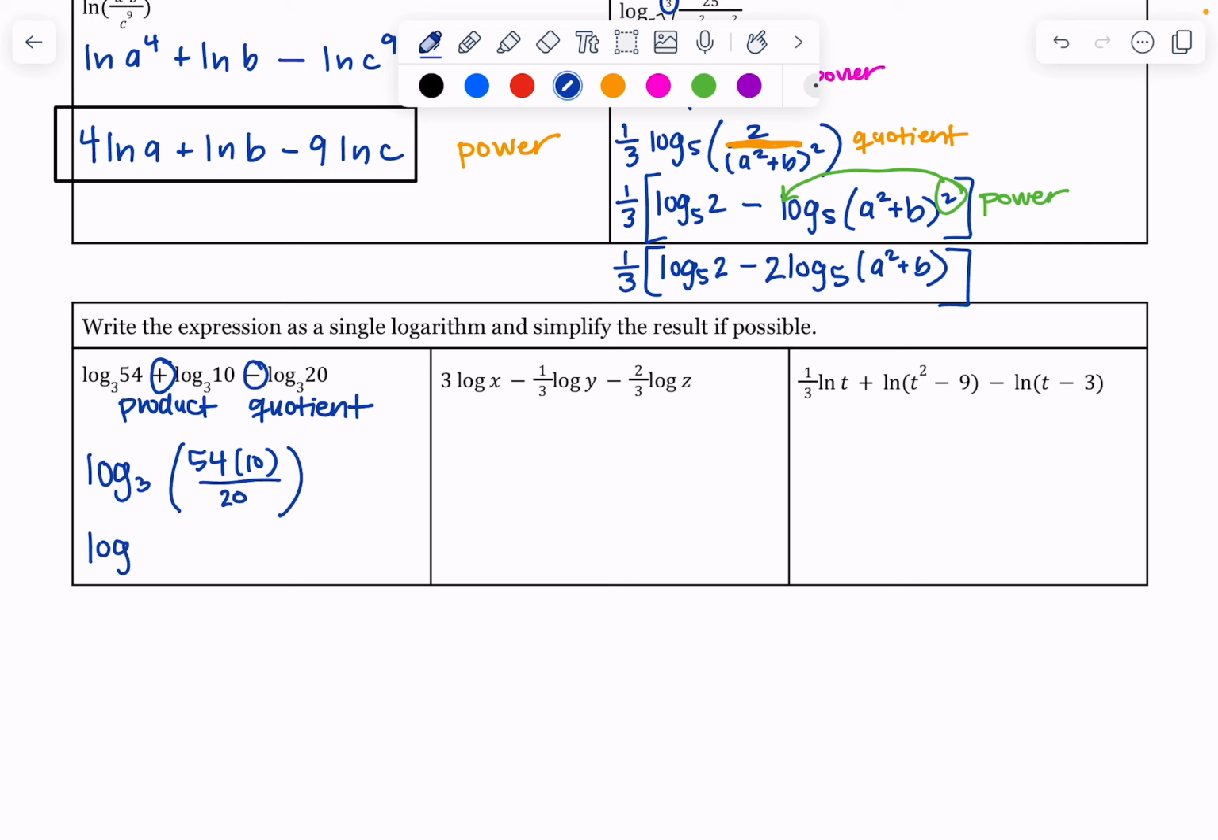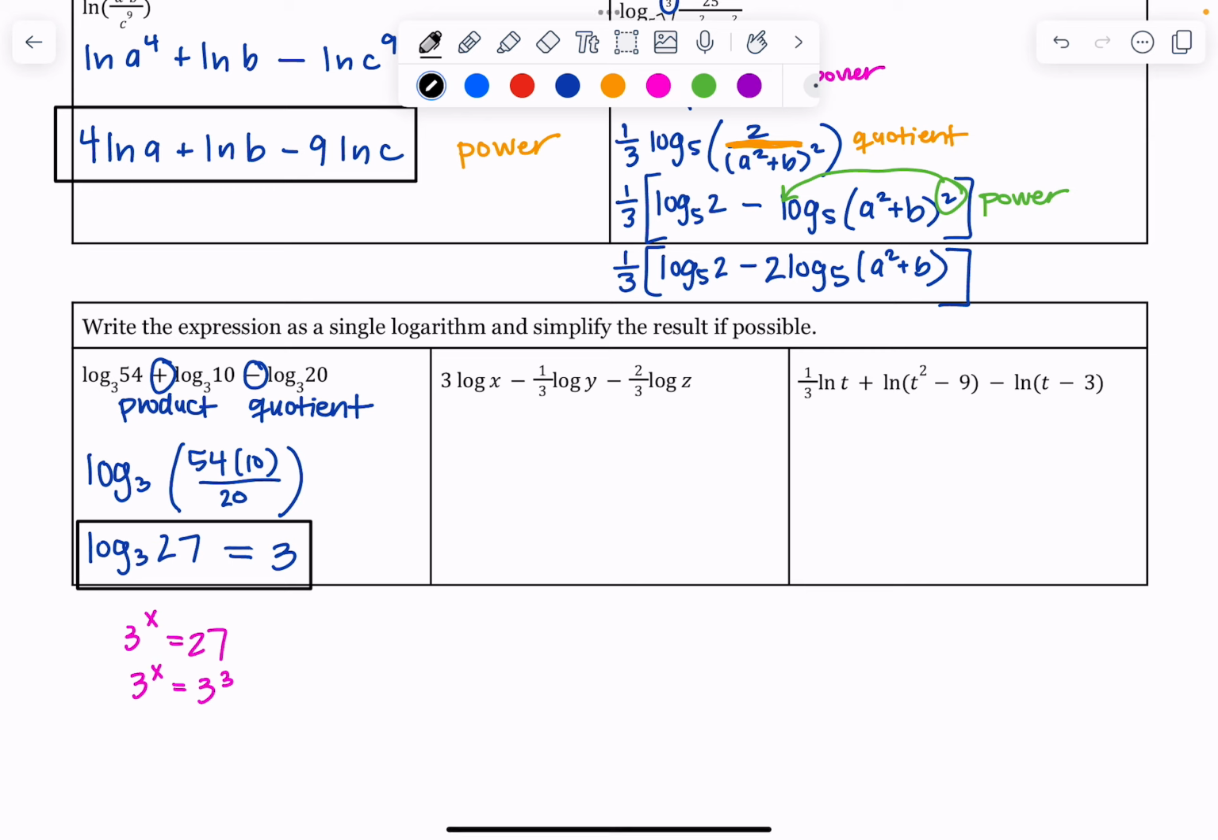So that's going to be log base 3. I'm going to use my calculator to be safe on the math there. Log base 3 of 27. And what this is asking us is, I'm going to put equal sign here, I'm going to use pink, but what this is asking us is 3 to the what gives me 27, and 3 to the what would be 3 cubed. So this is equal to 3. So as one logarithm, that would be log base 3 of 27, and then simplifying would be just 3.